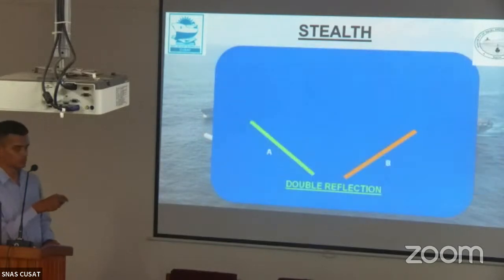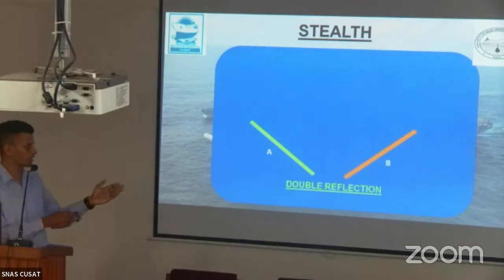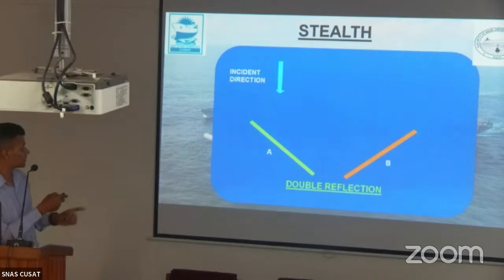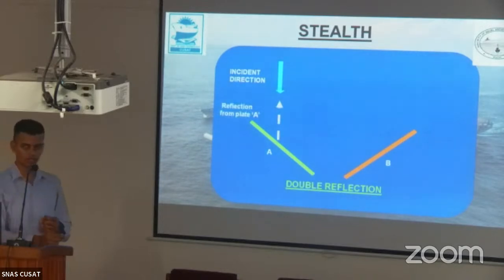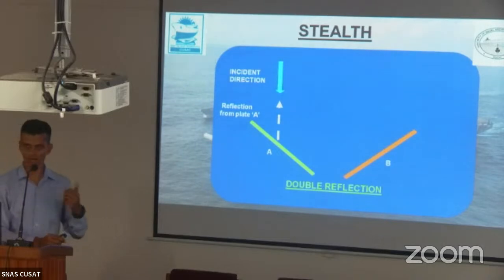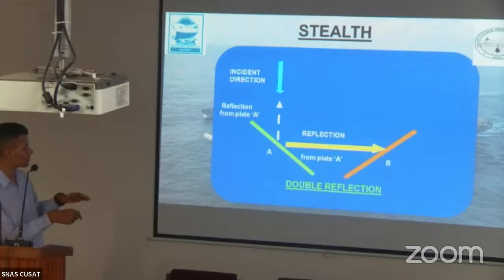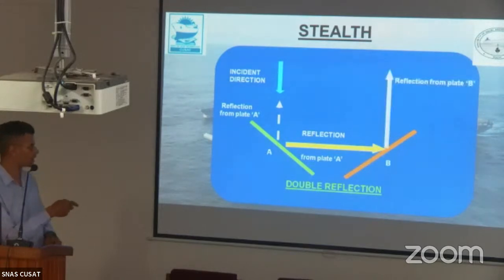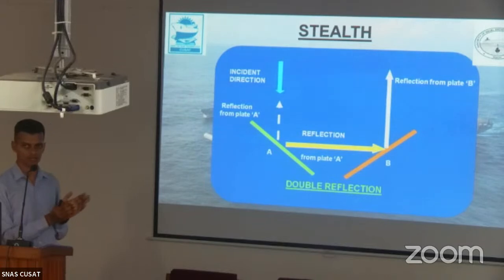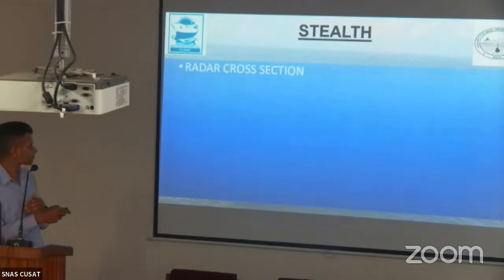But suppose we are having multiple surfaces and there are two plates arranged as in this diagram. The incident direction of radio waves is illustrated here. Obviously, a small fraction of radio waves will go back to the source. But the large part, almost around 90% of the radio waves, will again get reflected from plate A. It will go to plate B, and again plate B will reflect them back to the source. So we need to ensure that such conditions do not arise while designing a warship.